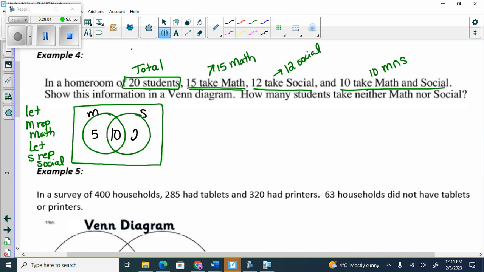2. And now we can't forget the outside. Everyone forgets the outside. Remember, there are 20 students total, correct? In the "or", math or social, it contains how many now? 17. So how many are outside? 3. And now the question says, how many students take neither math nor social? 3. We don't write just 3 though.